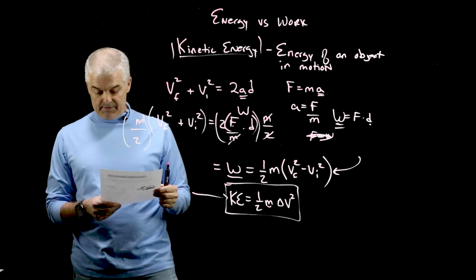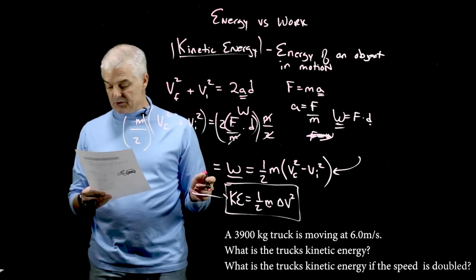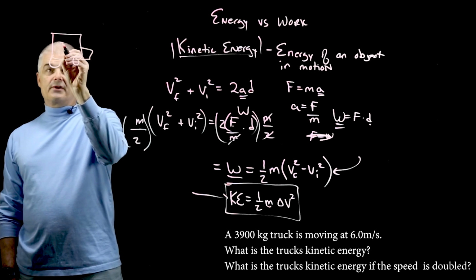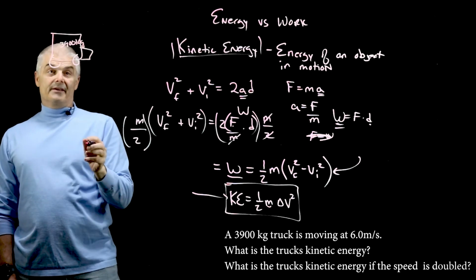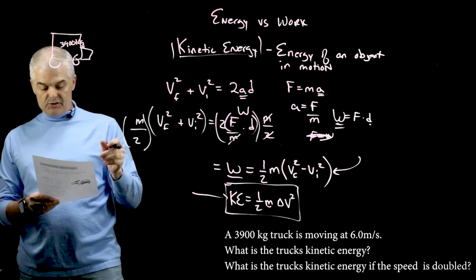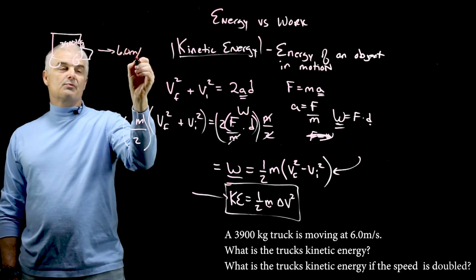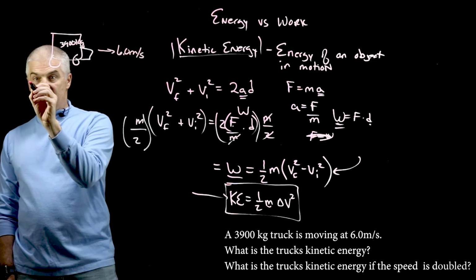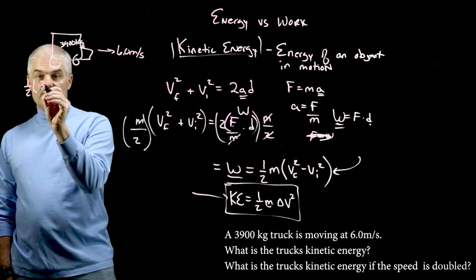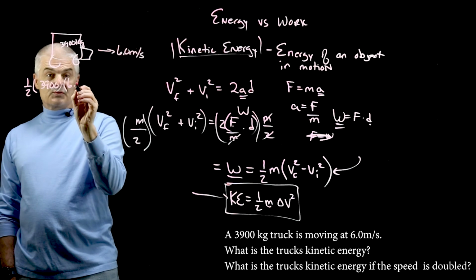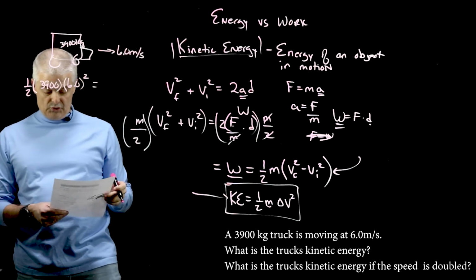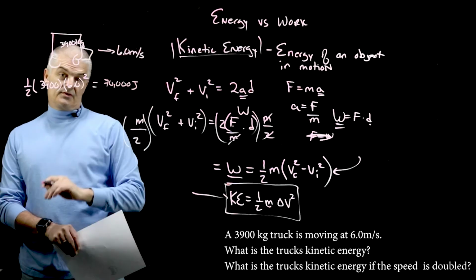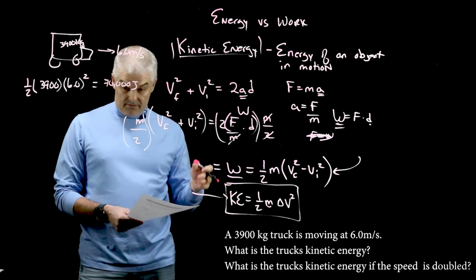So let's do our example number 1. We have a 3,900 kilogram truck. I got hit by a truck, by the way, like a van thing. It weighs 3,900 kilograms, and it's moving at 6 meters per second. How much kinetic energy does it have? Well, we simply say 1/2 times 3,900 times 6.0 squared. When you multiply that out, you get 70,000 joules.